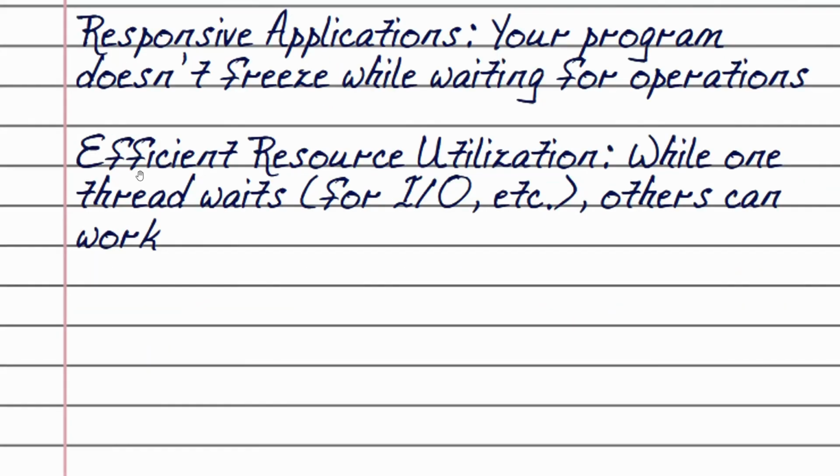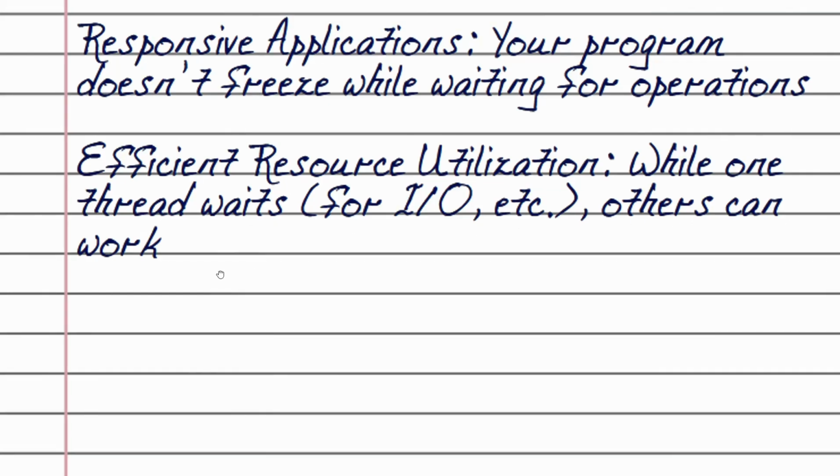Then next is efficient resource utilization. While one thread waits for some operation, another thread can work. Suppose there are multiple threads in a program and some threads are in waiting state. Other threads will do their work properly. They will use the resources and utilize them very efficiently.